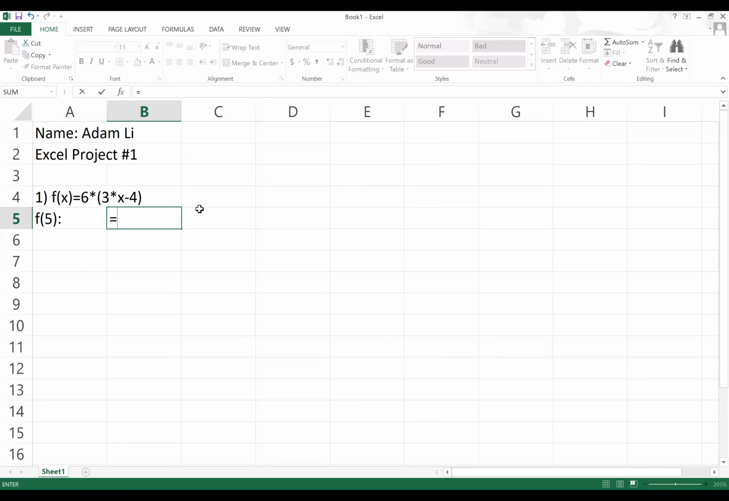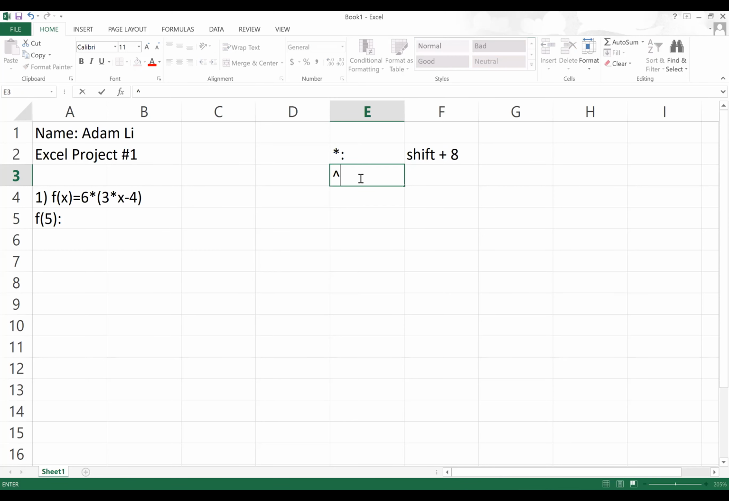So right here, in order to calculate anything in Excel, you need to put an equal sign first. Including if you want to put in a formula to calculate anything, an equal sign is needed. From there, we start inputting this six times, and this multiplication sign. On a keyboard, it should be hold shift and eight at the same time.